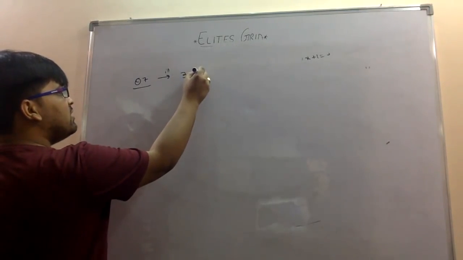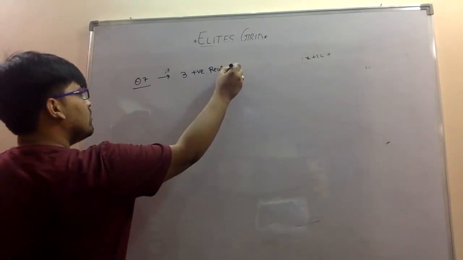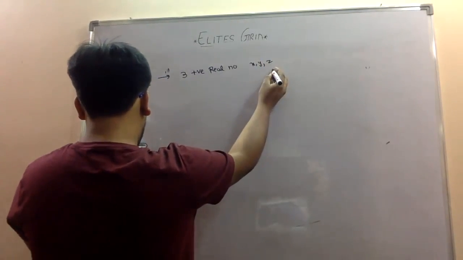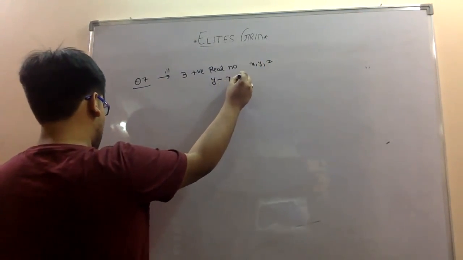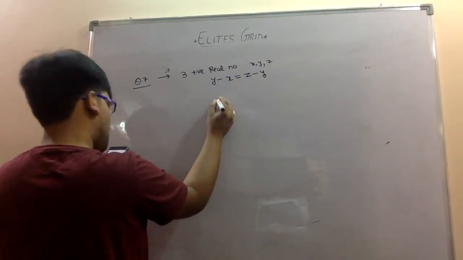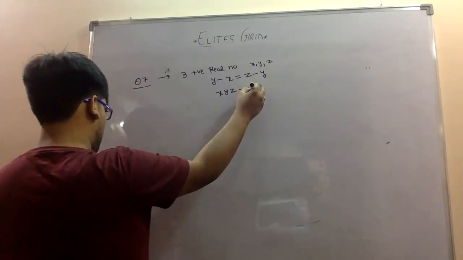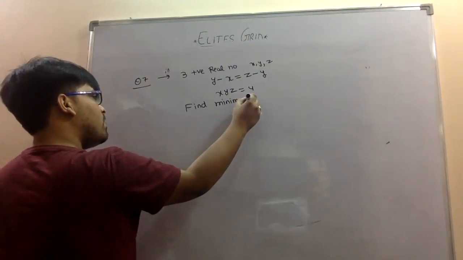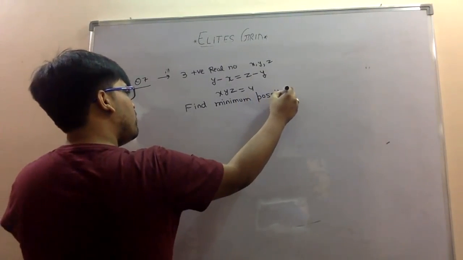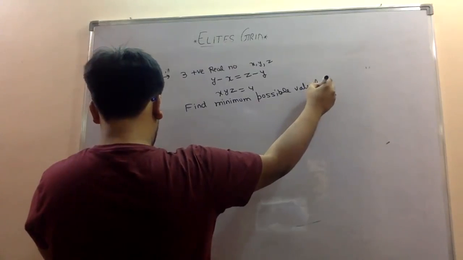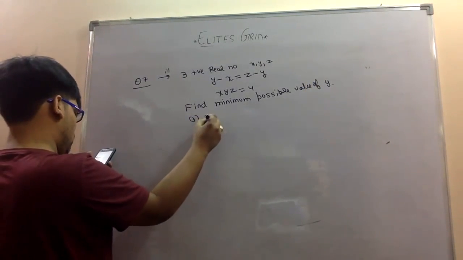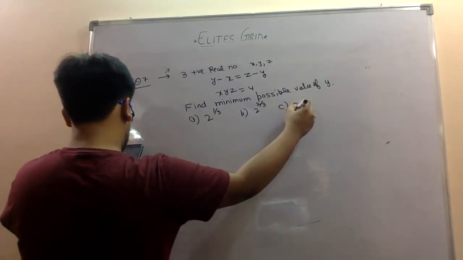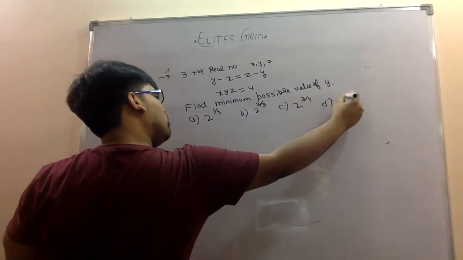3 positive real numbers x, y, z such that y minus x is equal to z minus y and xyz is equal to 4. Find minimum possible value of y. Option A is 2 to the power 1 by 3. Option B is 2 to the power 2 by 3. Option C is 2 to the power 3 by 4. Option D is 2 to the power 3 by 4.